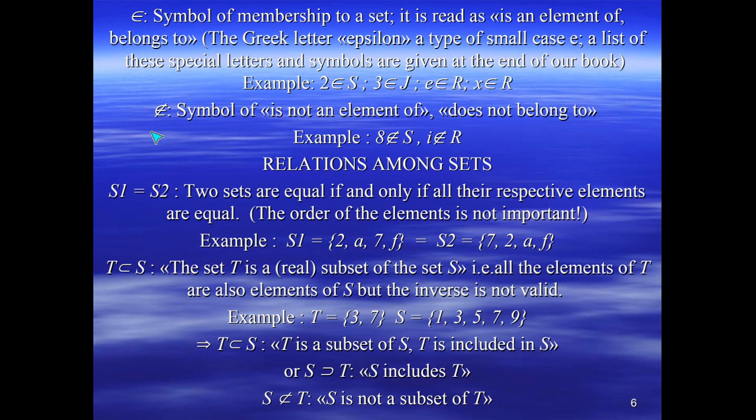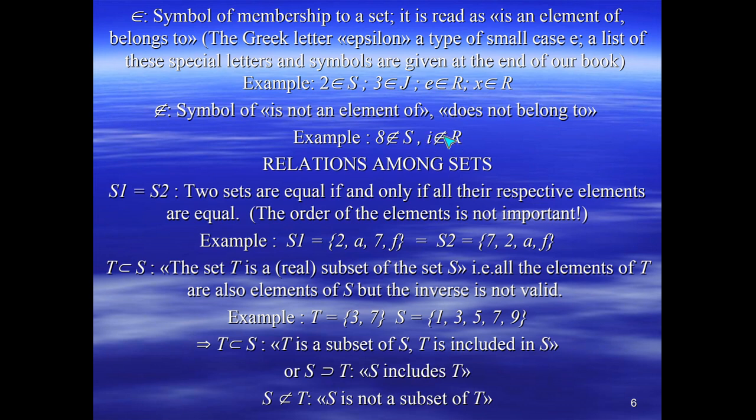And when we put a slash on any symbol in mathematics, it means not. This epsilon with a slash means is not an element of or does not belong to. For instance, 8 does not belong to S. 8 is not an element of S. Why? Because S is 2, 3, 4. There is no 8 in it. i, which is square root of minus 1, is not an element of R. It doesn't belong to R. Why? Because it's an imaginary number. It's not a real number. You don't find this square root of minus 1 in the set of real numbers. So i doesn't belong to R, or i is not an element of R.